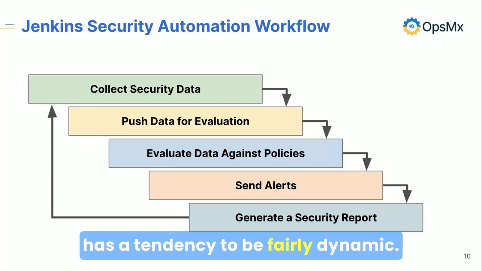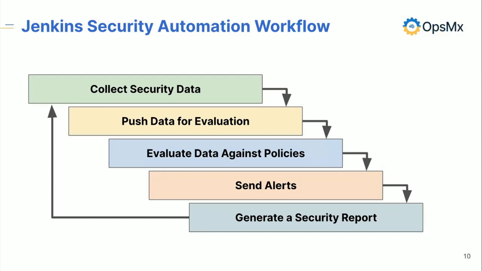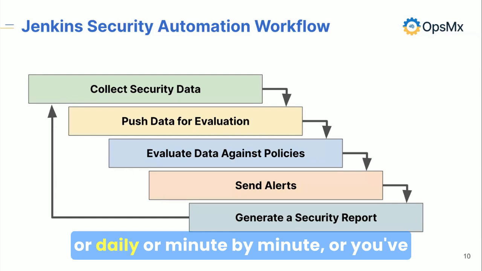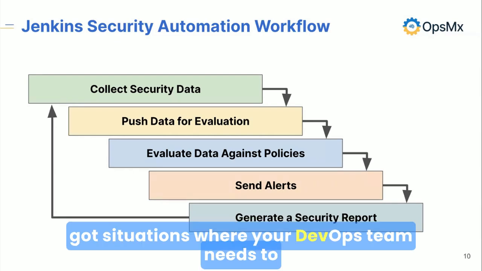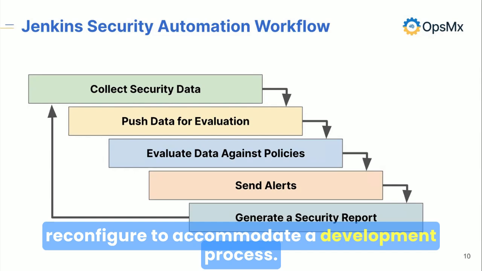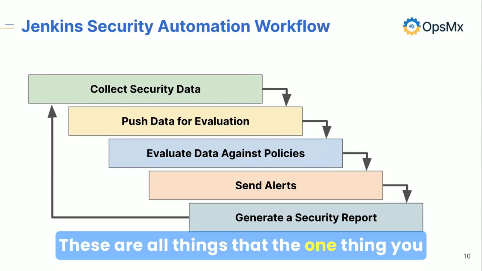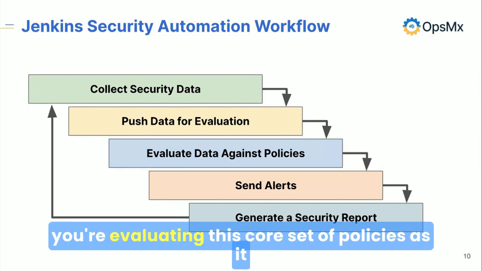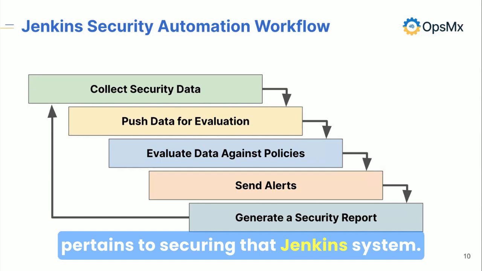And the reason you want to do this in a rinse and repeat fashion is the Jenkins environment has a tendency to be fairly dynamic. So updates or upgrades are made. There are new vulnerabilities being announced hourly or daily or minute by minute. Or you've got situations where your DevOps team needs to reconfigure to accommodate a development process. So the one thing you can count on is constant change. So make sure that you're evaluating this core set of policies as it pertains to securing that Jenkins system.